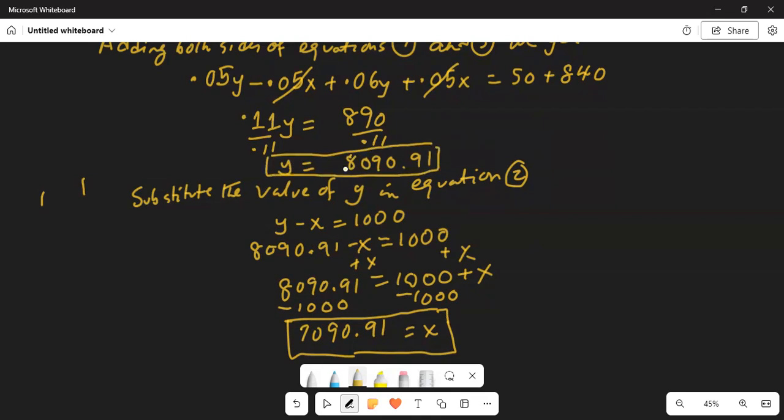So what is the final answer? Its ordered pair is x is 7090.91 and y is 8090.91. That's your final solution, ordered pair.